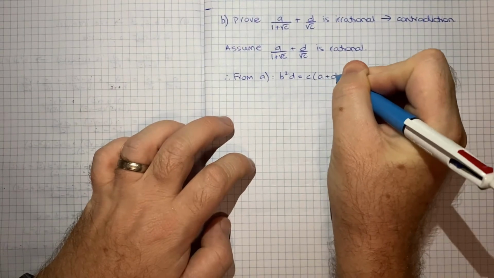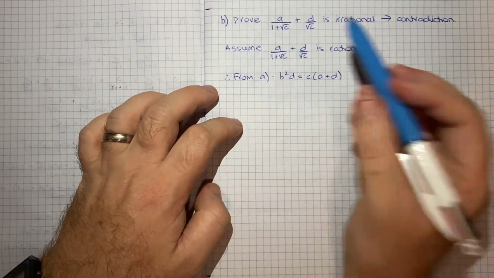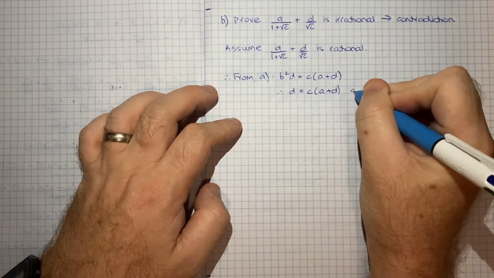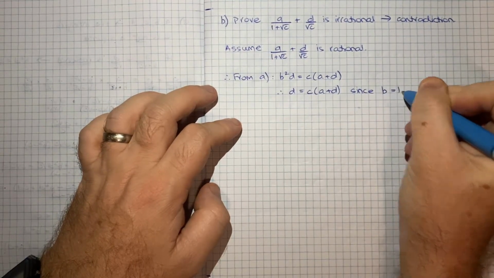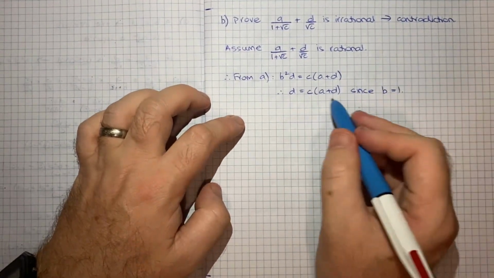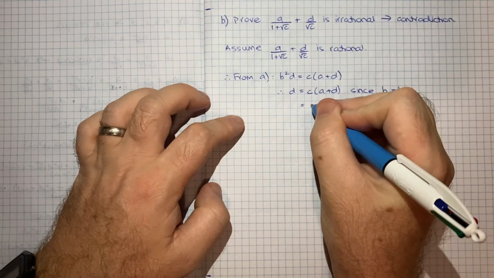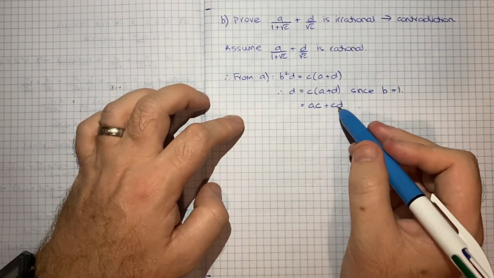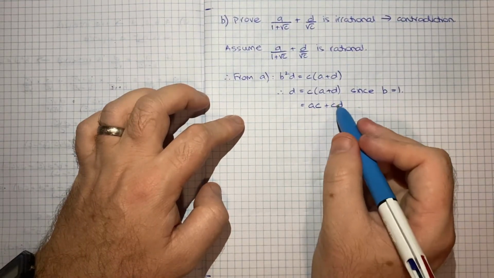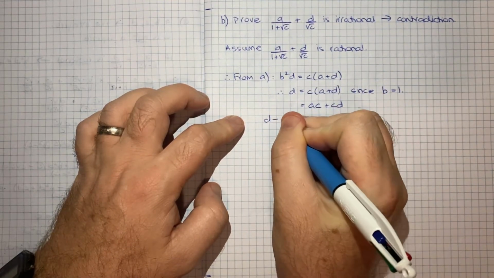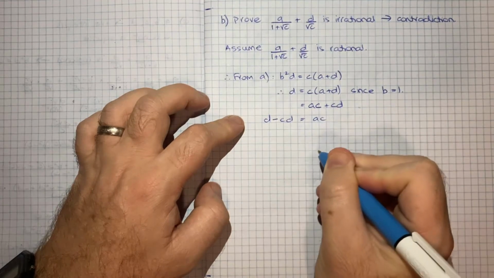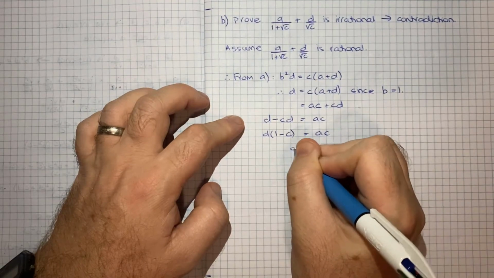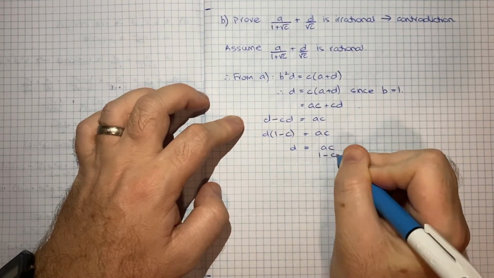And remembering that in this case b is 1, we can therefore say d is equal to c times a plus d, since b is equal to 1. Alright, well, what does that mean? Well, let's expand this right hand side. So d is equal to ac plus cd. And what I'd like to do here is isolate d. So let's bring this over. We'll get d minus cd is equal to ac. So d times 1 minus c is equal to ac. So d is equal to ac on 1 minus c.